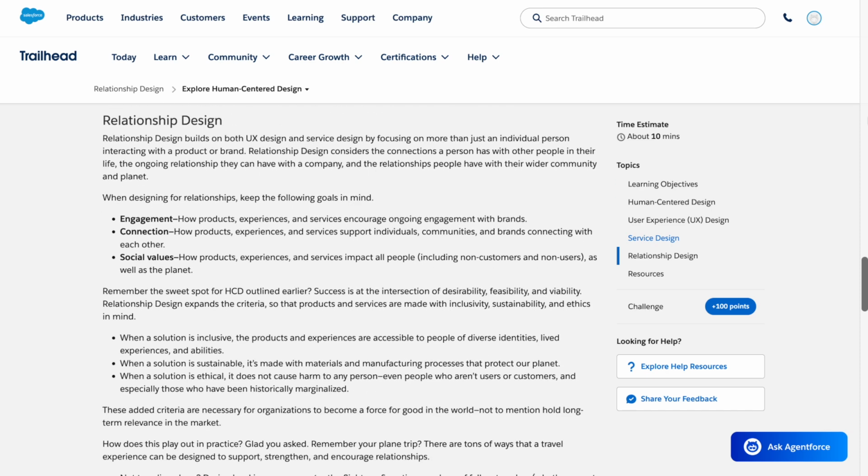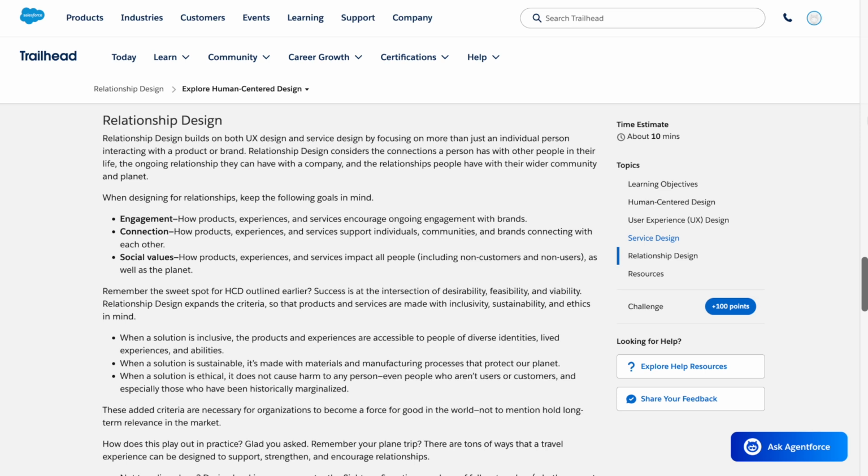Relationship design. Relationship design builds on both UX design and service design by focusing on more than just an individual person interacting with a product or brand. Relationship design considers the connections a person has with other people in their life, the ongoing relationship they can have with a company, and the relationships people have with their wider community and planet.